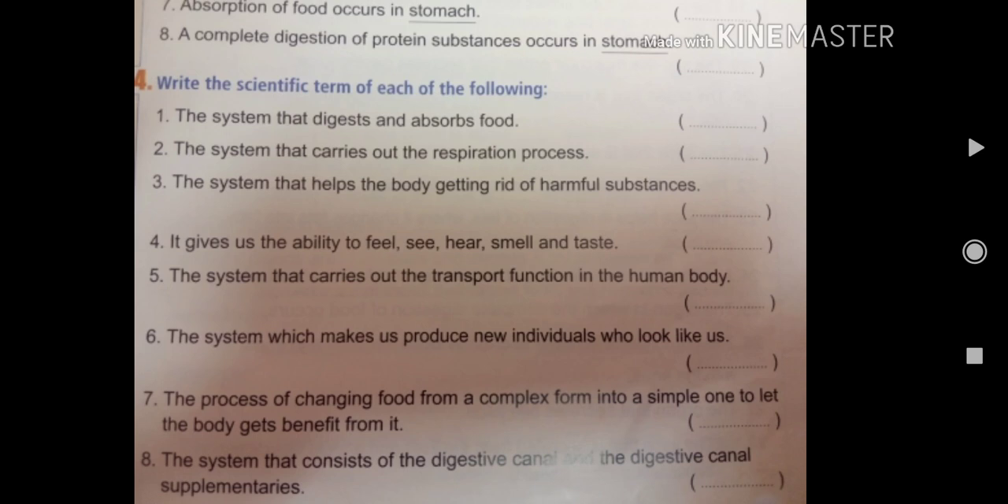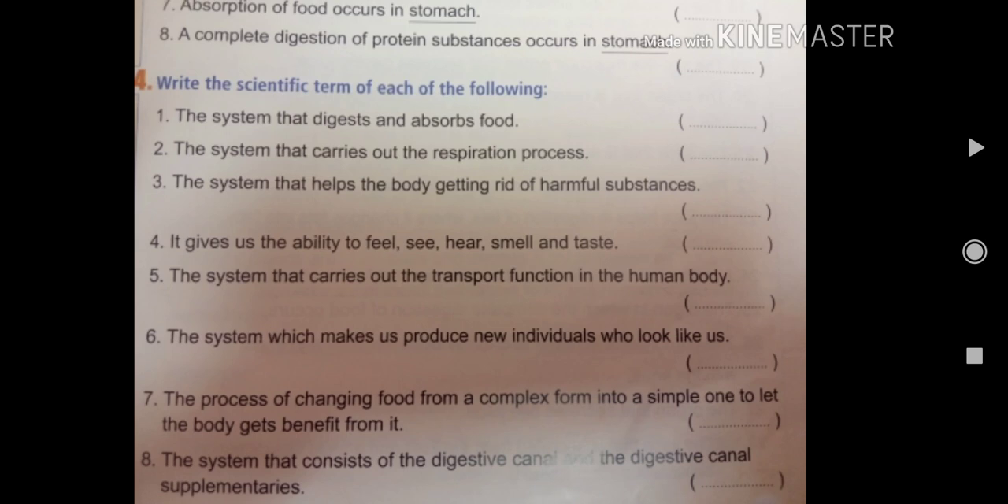The system that carries out the respiration process, what is this? It's the respiratory system. Number 3: the system that helps the body getting rid of harmful substances. Do you know? Yes, it's easy. It's the urinary system, okay?